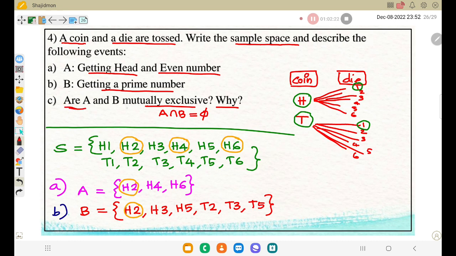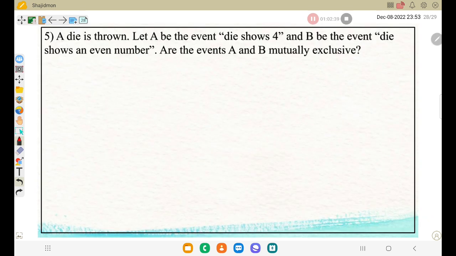Our question: are A and B mutually exclusive? No. Why? Because A intersection B is not equal to the empty set. One element is common there. So we cannot say mutually exclusive. Hope you understood that question. Now we will go to the next one. Question number 5, one more question, the last question.